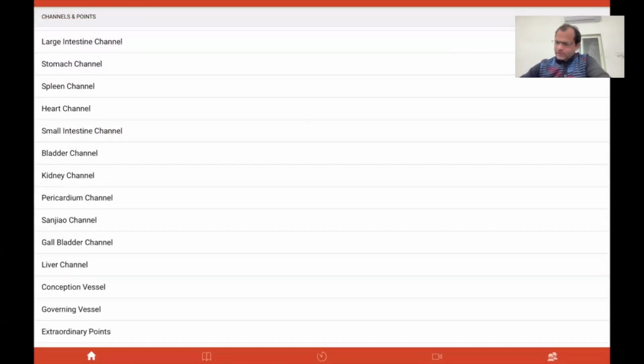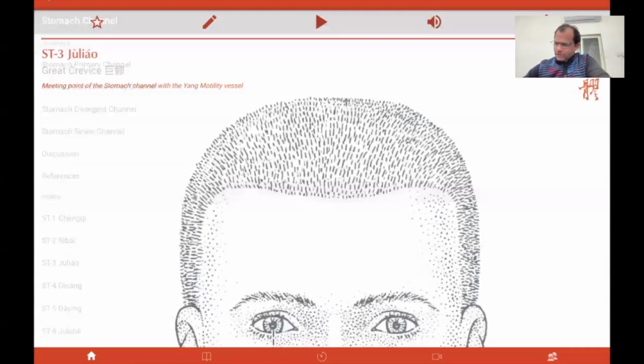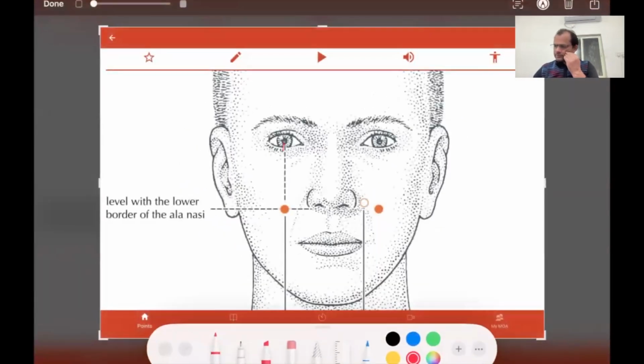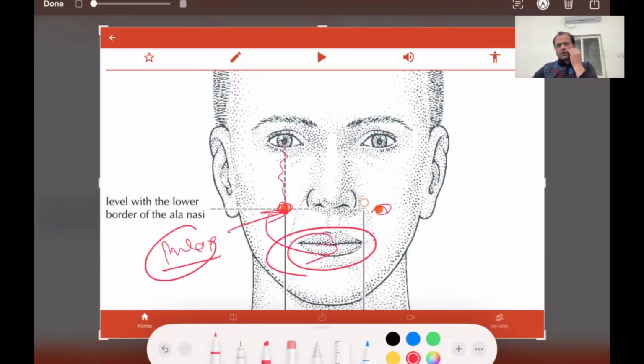So we are just seeing where the pulse can be checked. कहाँ पर pulse check की जा सकती है. This is the location of stomach 3. If we keep the hand here in the mid-pupillary line, this is the area. If we check the pulse here, it is telling the condition and the energy of the mouth.